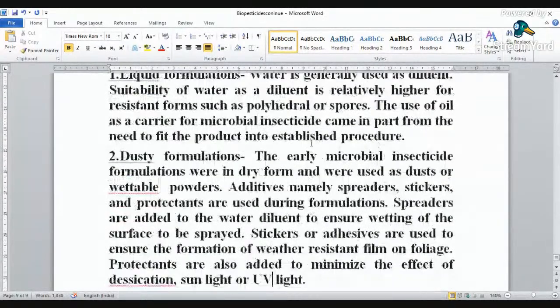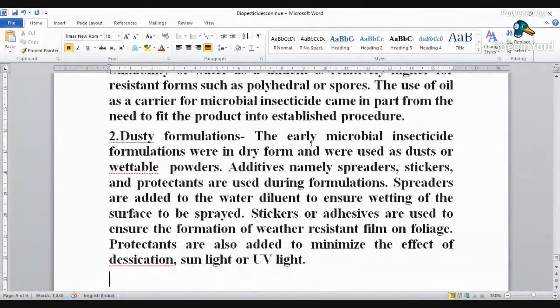Then dusty formulation. So the early microbial insecticide formulations were in the dry form. That is, they were used as a dust or wettable powder. So dusty formulation is one type of formulation where these insecticides are produced in the form of dry powder.